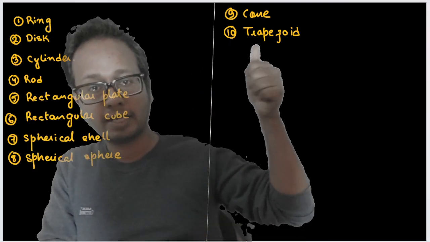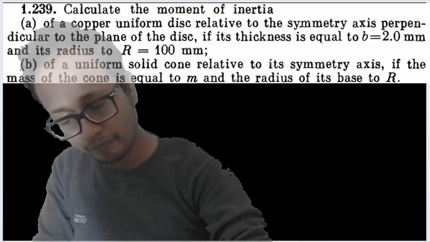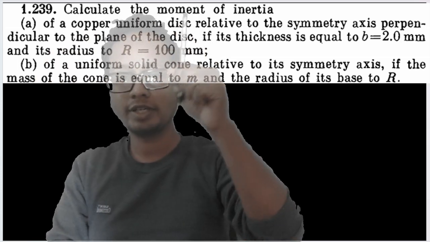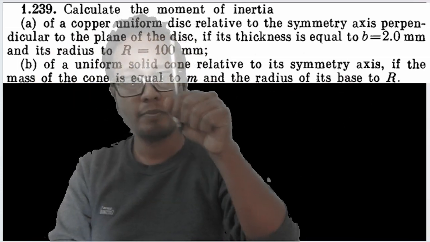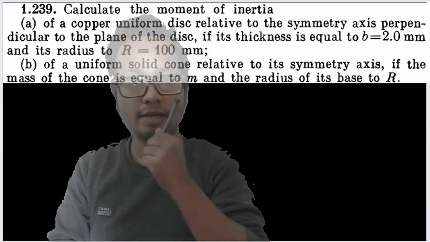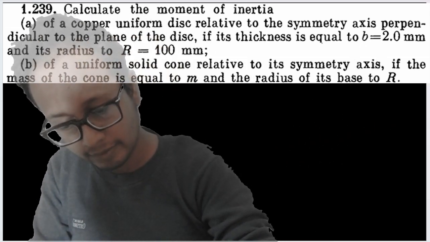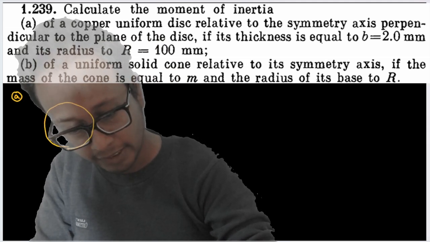Now before discussing the trapezoid, we will first solve a few problems. See this problem: calculate the moment of inertia of a copper uniform disc relative to a symmetric axis perpendicular to the plane of the disc, if the thickness of the disc is equal to 2 mm and its radius is equal to 100 mm. That means here I'm doing part A of the question. This is a uniform copper disc.